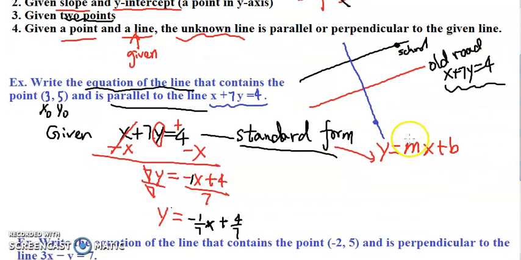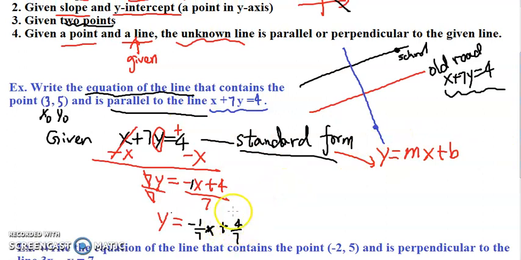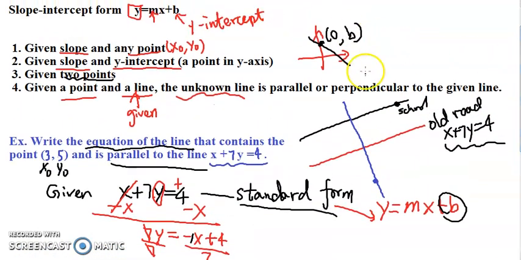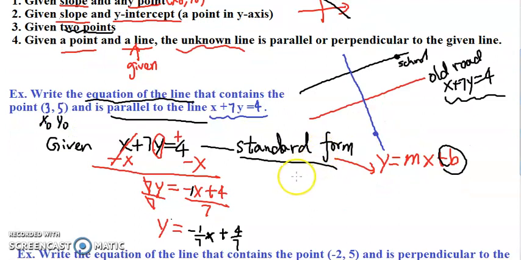A y on the left by itself and something times x, negative 1/7 times x plus b. And we don't really need a b here in order to use the first formula. This y-intercept is the y-intercept of the old road. It's not a y-intercept of the new road we're going to construct. So let's use the point-slope form. Let me write down the formula first.